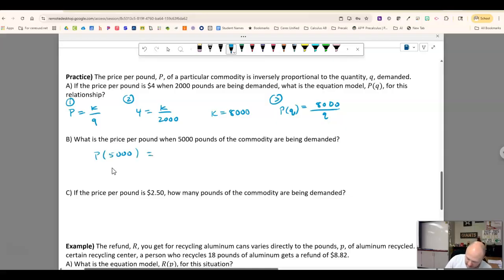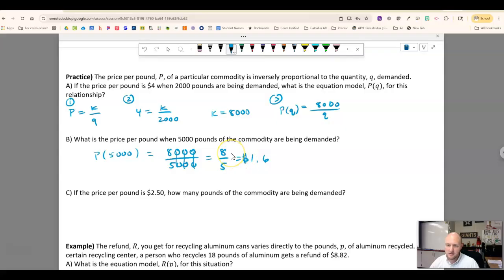Okay, hopefully you went ahead and you just plugged in 5,000, and we got some zeros here that cancel, so you get 8/5, and this is going to be equal to 1.6. 1.6, if I did that right. 3/5, I think that's 0.6. Okay, and this is $1.6. So more pounds, price goes down. That's why it's cheaper to buy in bulk. That's why Costco's got it going on.